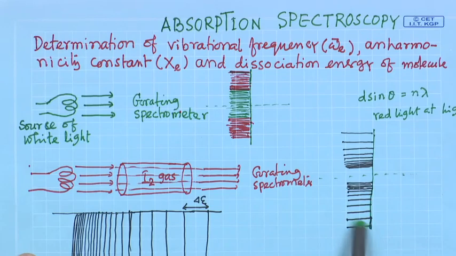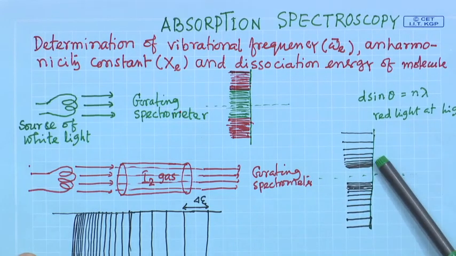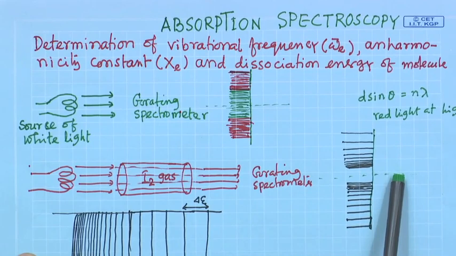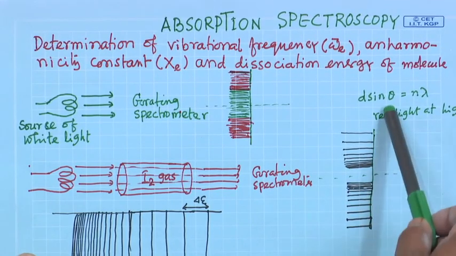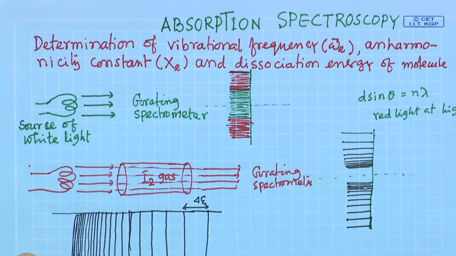There you will see many black lines, and the black lines are arranged like this. One side is the order n equal to 0. Now this side n equal to 1, this other side n equal to -1, etc. So here the black lines you are getting, and that means these wavelengths are absorbed by this iodine gas.